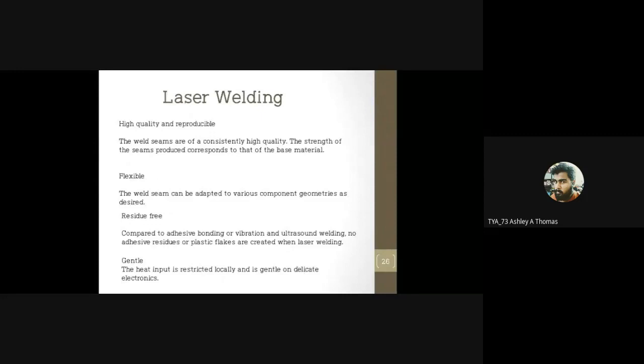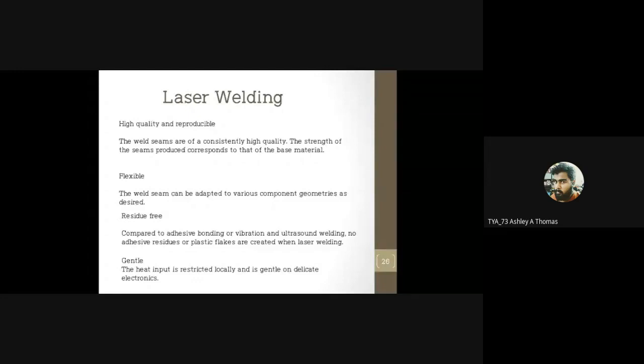Second is flexible. See, because of very less thickness of laser beam, you can pass it to any type of opening. You can pass it to any kind of surface. If it is a very complicated shape, there also laser beam can act, right? So that we are getting the flexibility with respect to geometries.